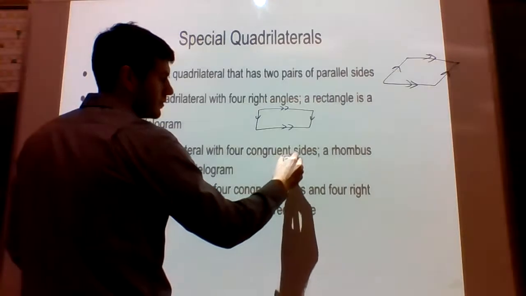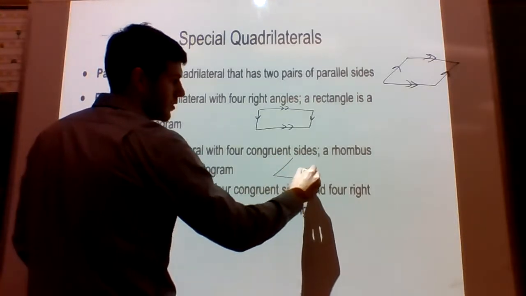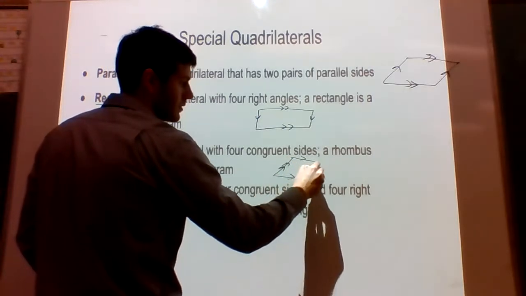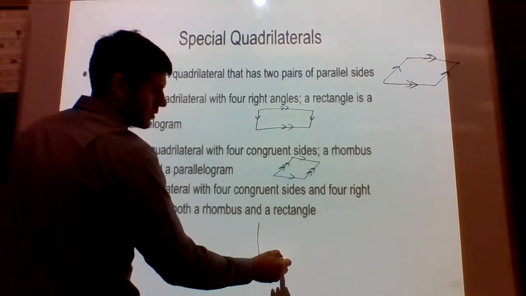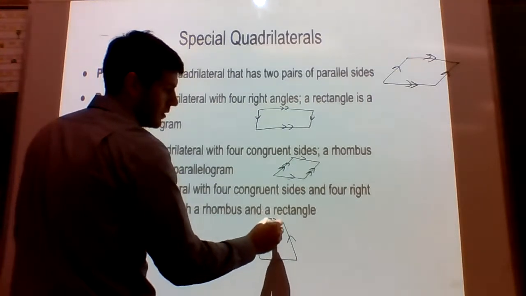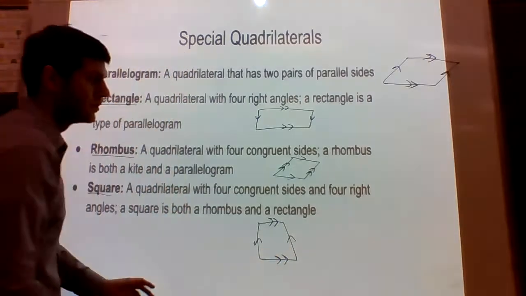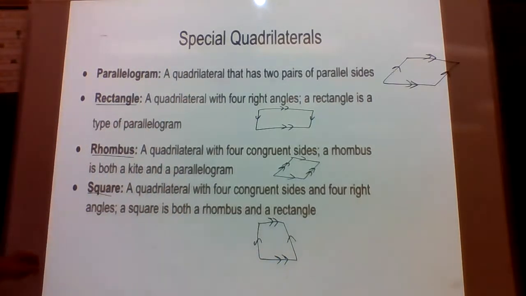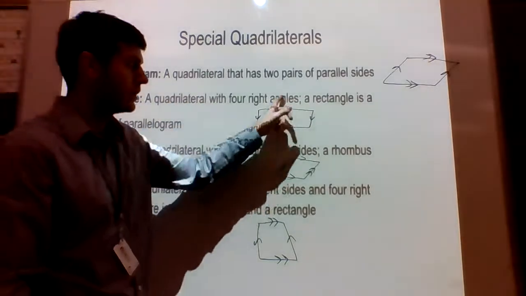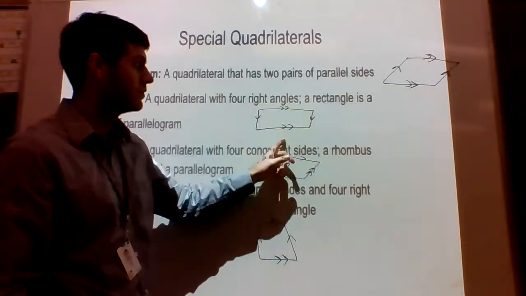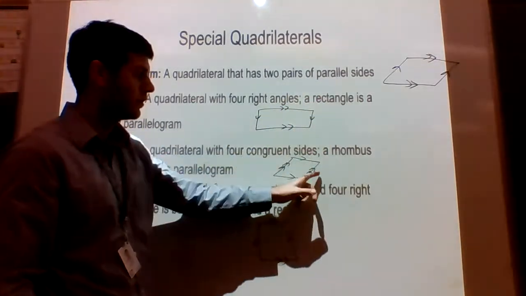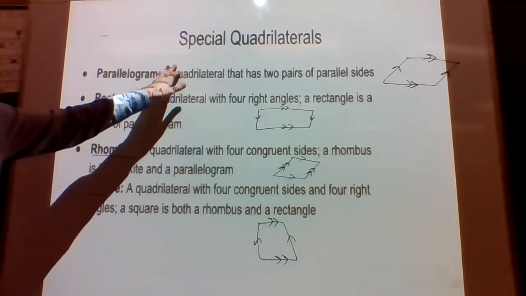A rhombus. We draw a rhombus out. Again, the opposite sides are parallel. Then if we draw a square, we know opposite sides are parallel. So rectangles, rhombuses, and squares are parallelograms because they're quadrilaterals, right? They have four sides, and two pairs of those sides are parallel to each other. So they are parallelograms.